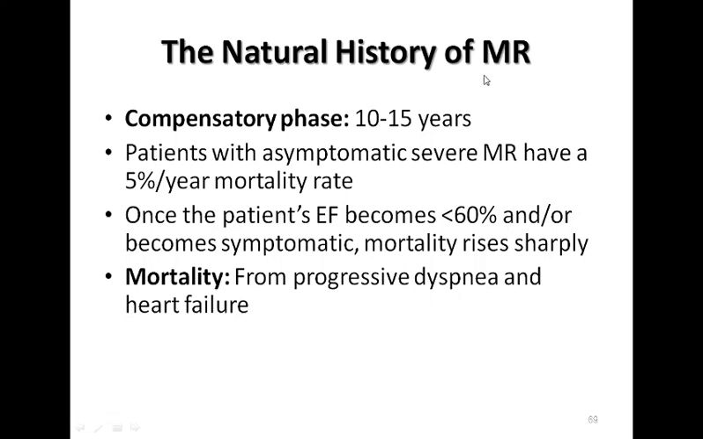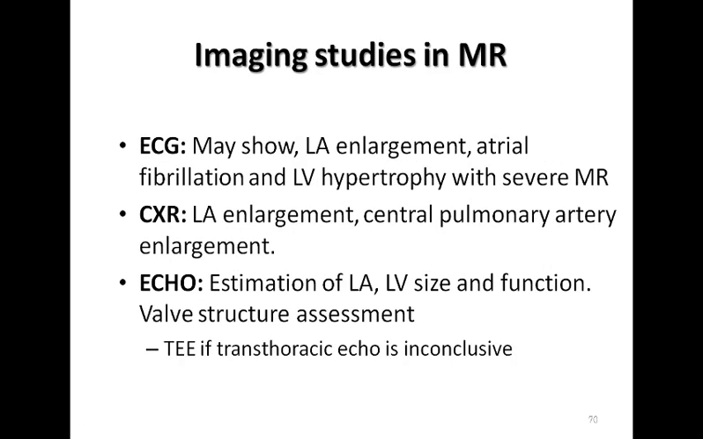And what is the natural history of mitral regurgitation? There will be a compensatory period of about 10 to 15 years, and then the patient will become symptomatic. Patients with asymptomatic severe mitral regurgitation have a 5% annual mortality rate. And once the ejection fraction is less than 60 and/or the patient becomes symptomatic, mortality rises sharply. Mortality is from progressive dyspnea and heart failure. Mainly, heart failure gives rise to death in these mitral regurgitation patients.